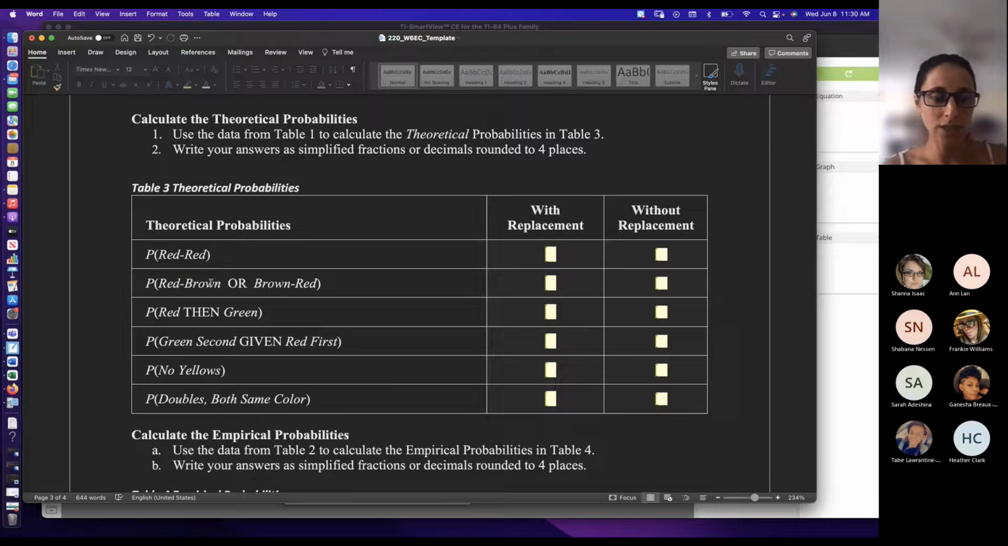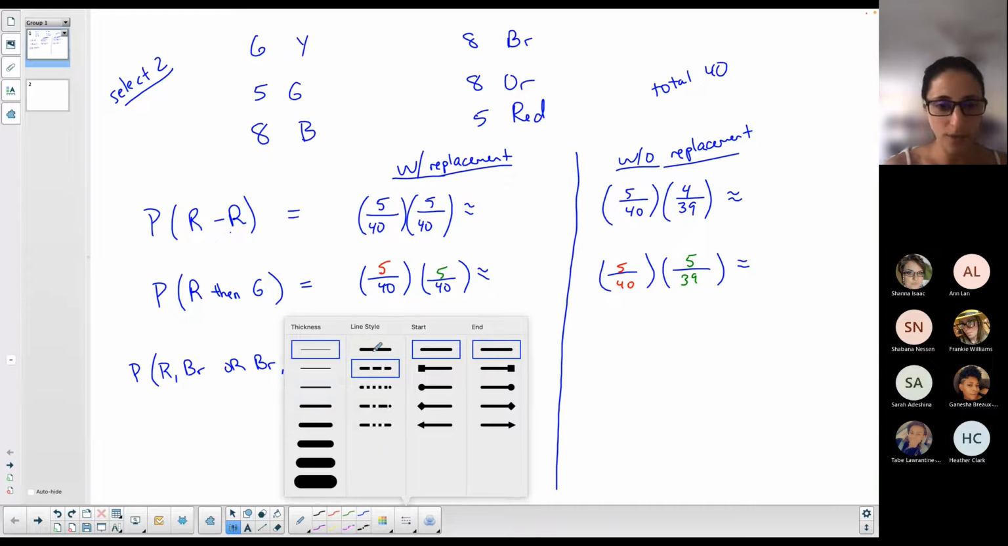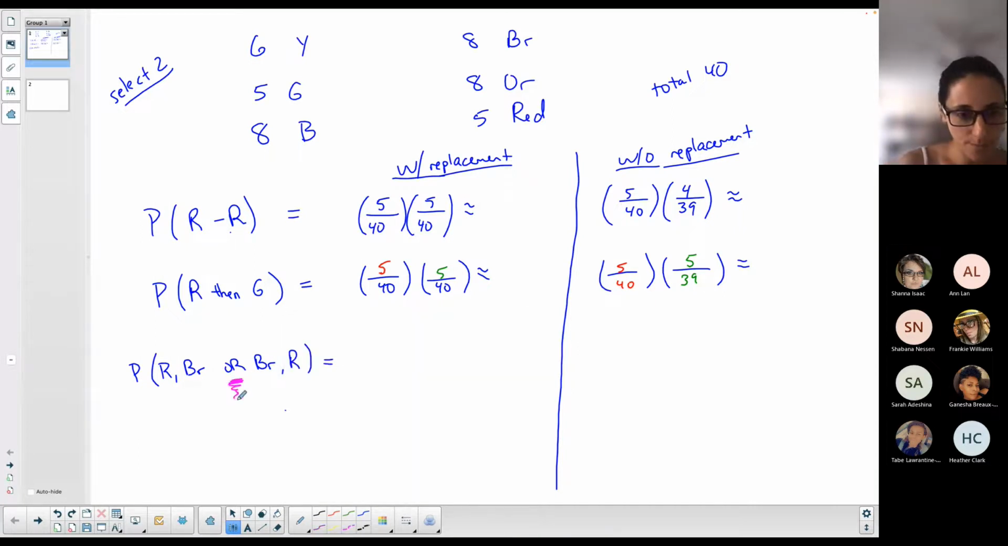Okay, let's do red, brown, or brown, red. Probability, oops, that's not a P. Let's go back to my blue. Probability of, we're going to go red, then brown, or brown and then red. Okay. Automatically, let me use pink. Pink is nice and bright. Automatically, I see or, and so I know I'm going to add stuff. So something's going to be added. And I'm color coordinating here.